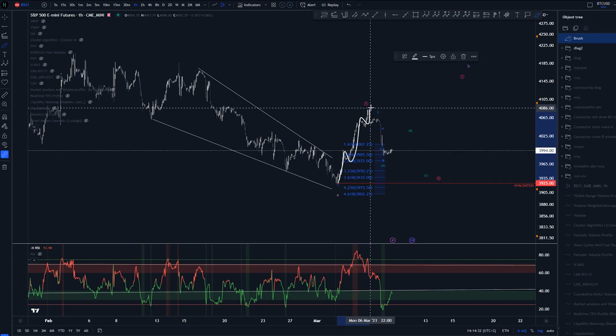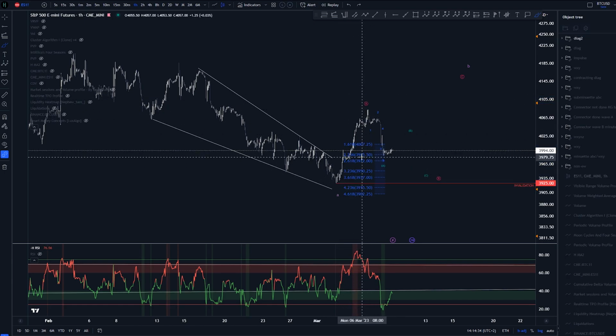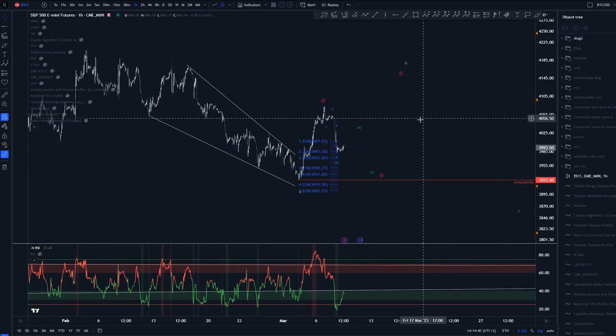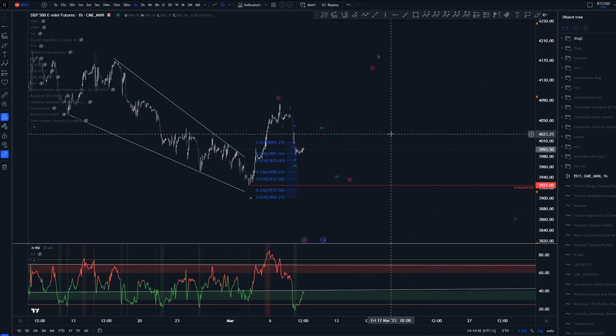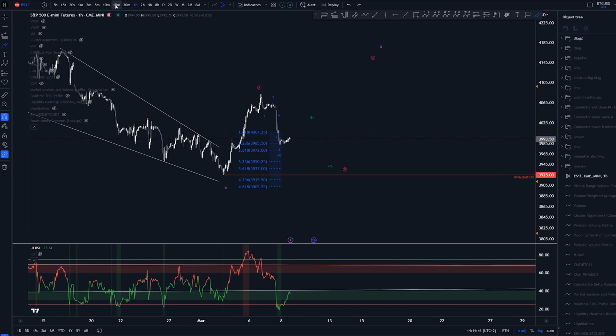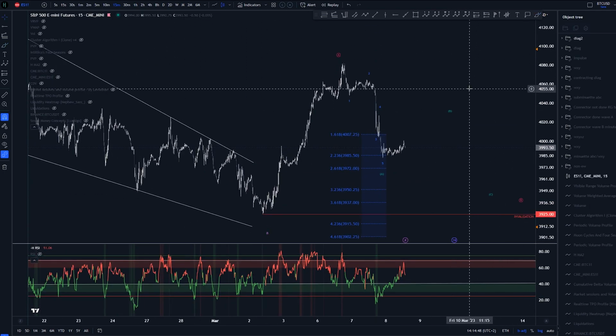1, 2, 3, 4, 5 into an A wave, which would be again a start of something, not like the other count where we had this 5 wave as a start of something. Now there is a couple of issues with this. First one is this structure over here. Let's go into a smaller time frame to see them.